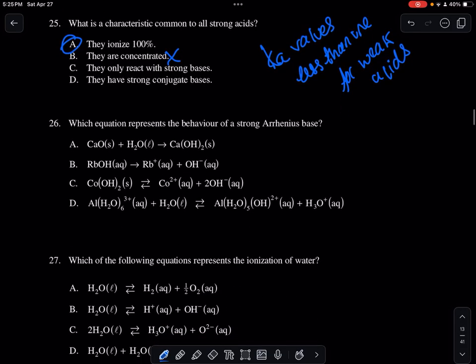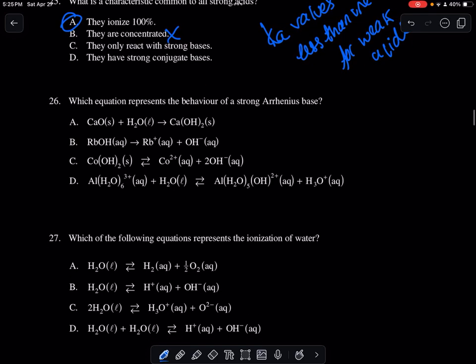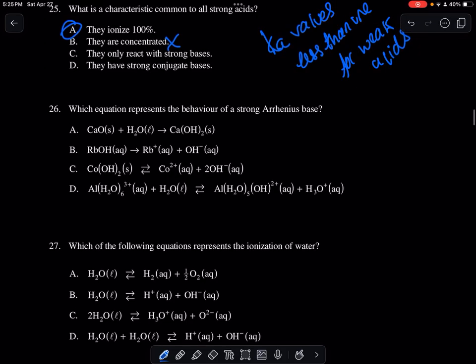Which of the following represents the behavior of a strong Arrhenius base? So, a strong Arrhenius base will dissociate fully in solution. That's how Arrhenius defined them. So we're not going to use C and D because those are in what we call equilibrium. Next, we have the next couple of options. So in this one, this is not a dissociation. It's just gone from one solid to another solid. So the answer is B.